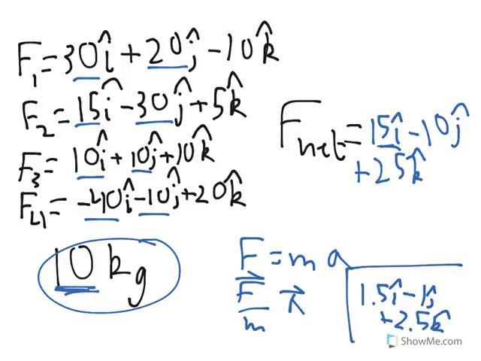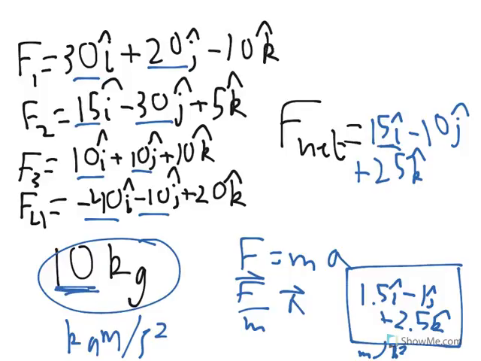So this is our acceleration vector, and since 1 Newton is a kilogram meter per second squared, we know this is in meters per second squared, which makes sense because it's an acceleration vector.